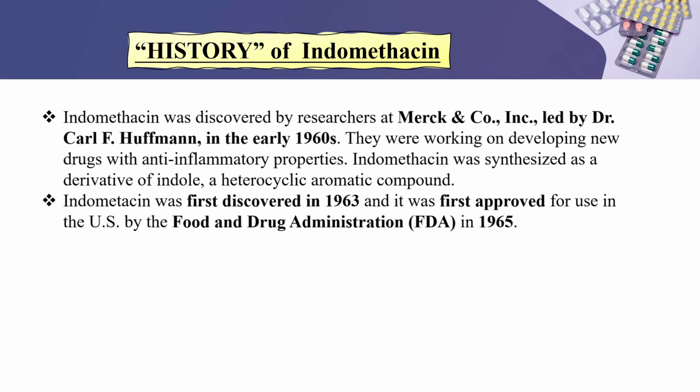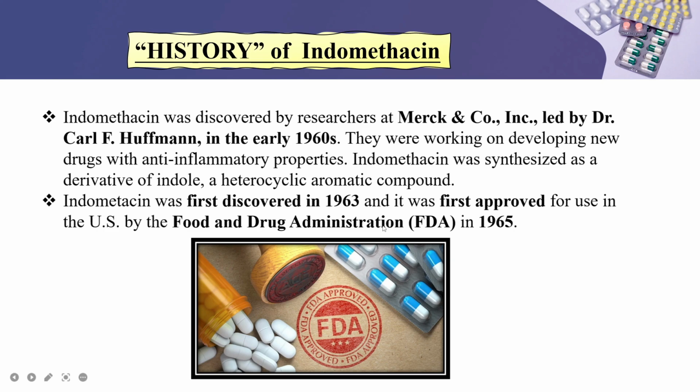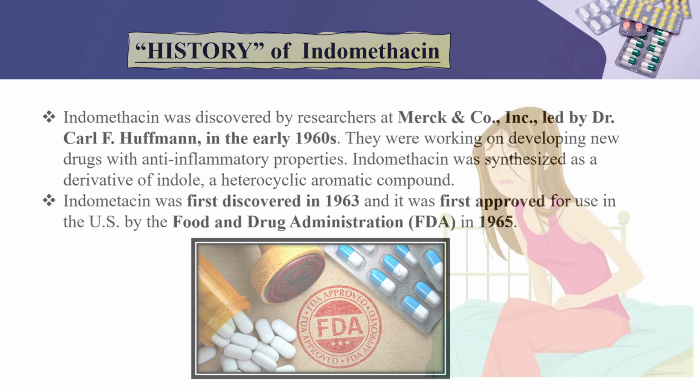It was discovered by researchers at Merck and Co. by Dr. Carl F. Huffman in the early 1960s. They were working on developing new drugs with anti-inflammatory properties. Indomethacin was synthesized as a derivative of indole, a heterocyclic compound. It was first discovered in 1963 and was approved for use in the USA by the FDA in 1965.